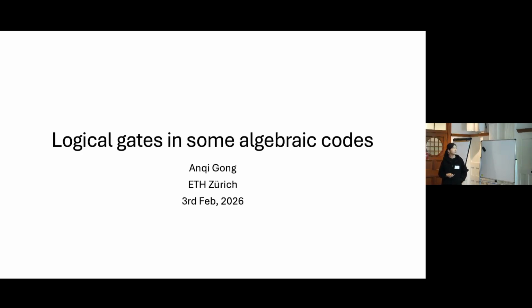Today I want to talk about doing logicals in some algebraic codes. By algebraic codes, I mean that the code words of the code can be expressed in terms of some polynomials. The precise definition for each algebraic code is a bit different, but usually I mean that the code words can be written as an evaluation of a certain polynomial at different places. I will show explicit examples of this later.